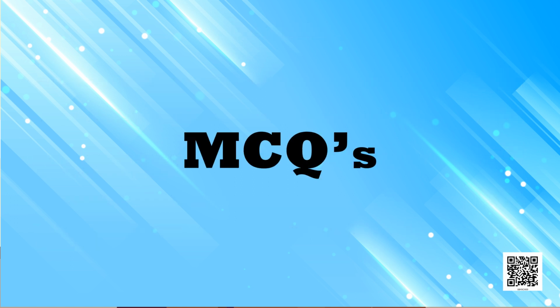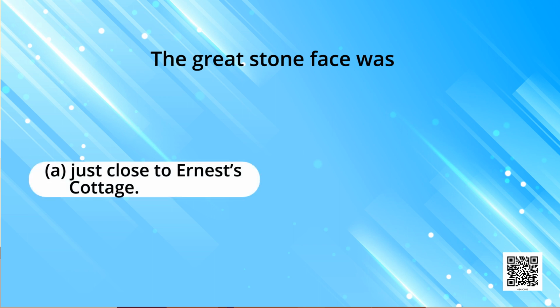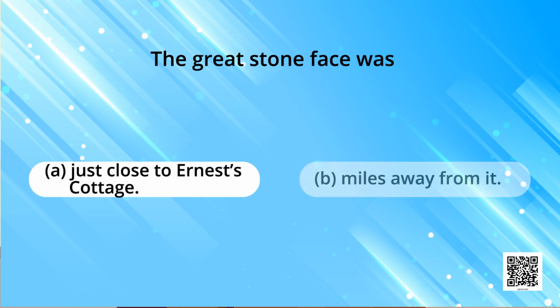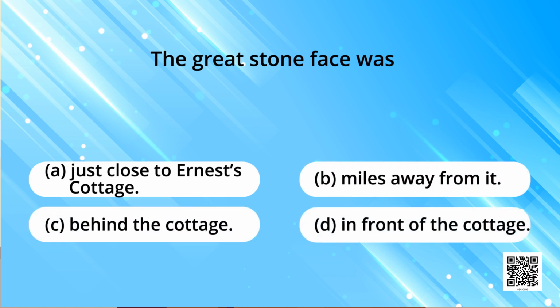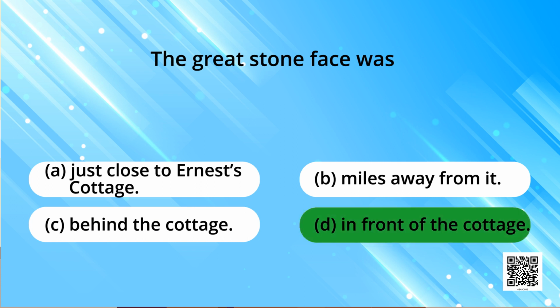Let's try some of the MCQs. The first one is, the great stone face was, options are A, just close to Ernest's cottage, B, miles away from it, C, behind the cottage, or D, in front of the cottage. Yes, select the correct answer. It's D, in front of the cottage. Very good. The great stone face was in front of the cottage.